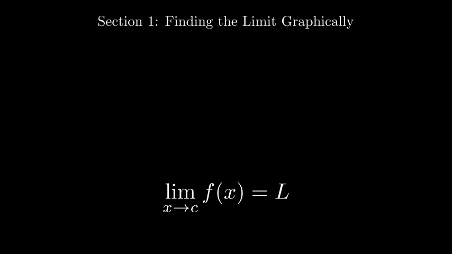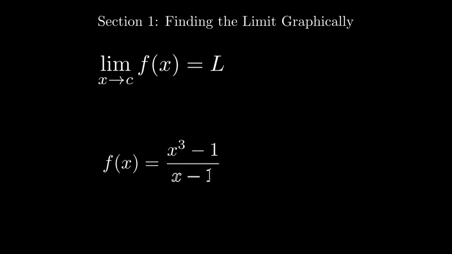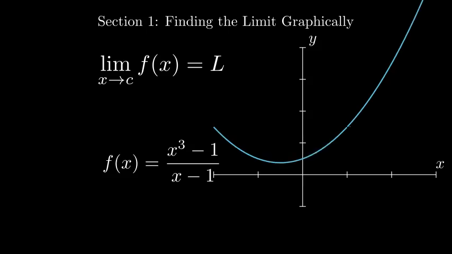Let's find a limit graphically using an example. Consider the function f of x equals x cubed minus 1 divided by x minus 1. Although the formula cannot be evaluated exactly at x equals 1, we can still look at what the graph is doing nearby. First, let's move toward x equals 1 from the left. Now let's approach x equals 1 from the right.